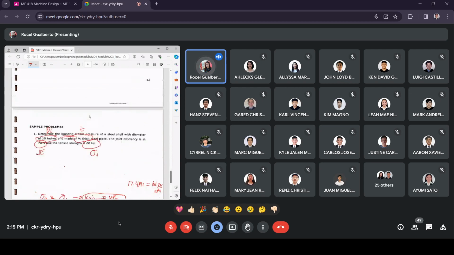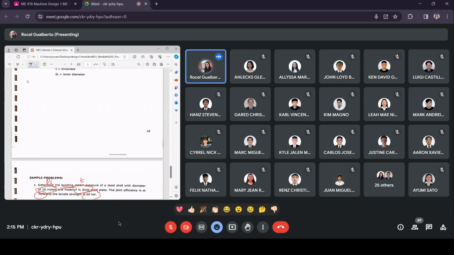Okay, so let us list down the given values. So we have the diameter equal to 10 inches. We have the thickness equal to 0.25 inch, or yan po yung 1/4. 1/4 inch po. And then you have their JE is equal to 70%. So these are the given values.